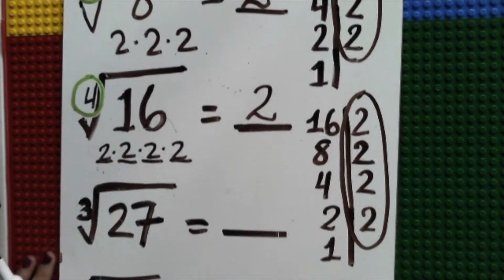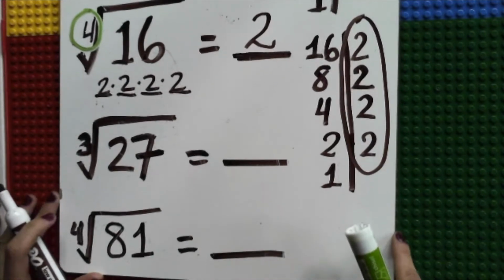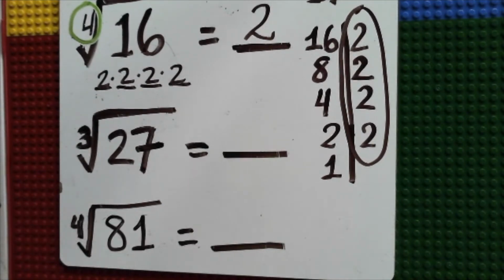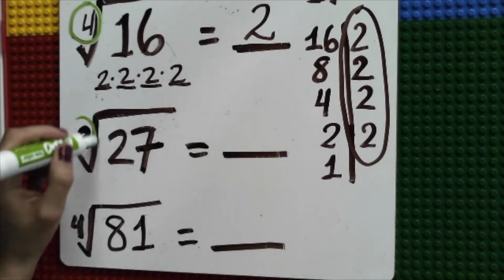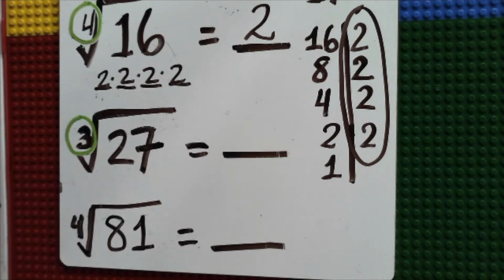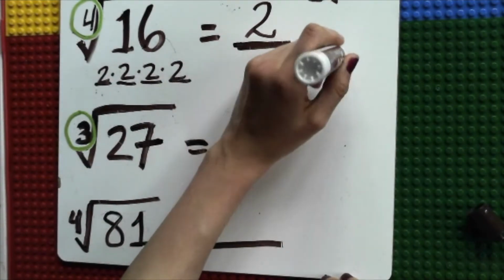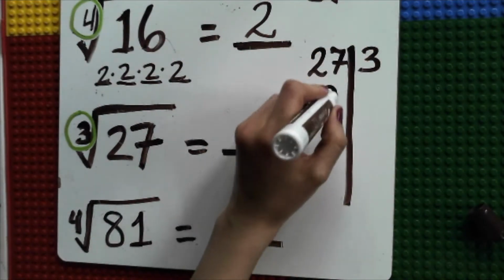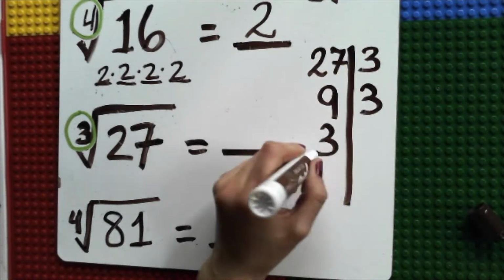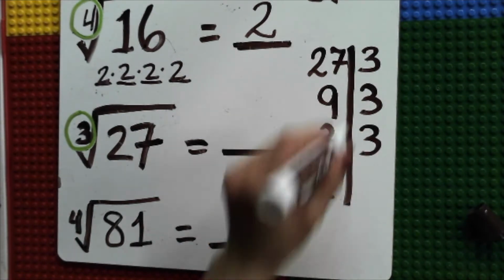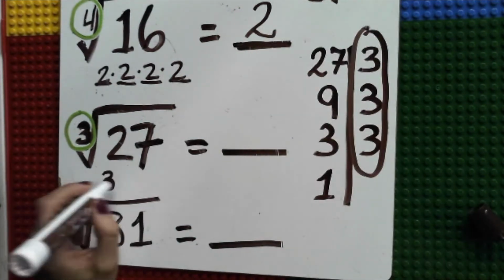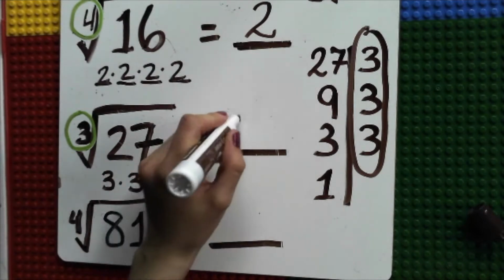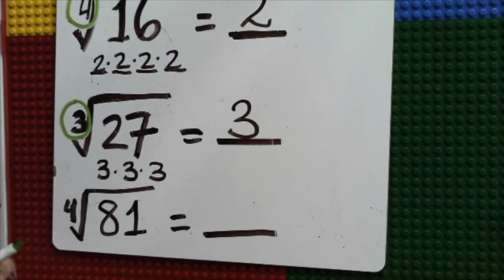Let's take a look at the cubic root of 27. We are going to use the same method to find the prime factorization of 27. 27 cannot be divided by 2, but it can be divided by 3, which gives me 9, and 9 divided by 3 gives me 3. Divided by 3 again, it gives me 1. So 3 times 3 times 3 is 27, and therefore the cubic root of 27 is 3.